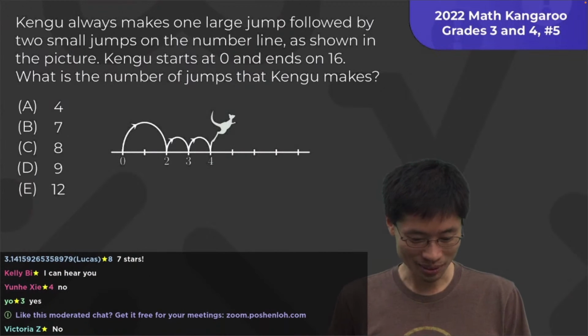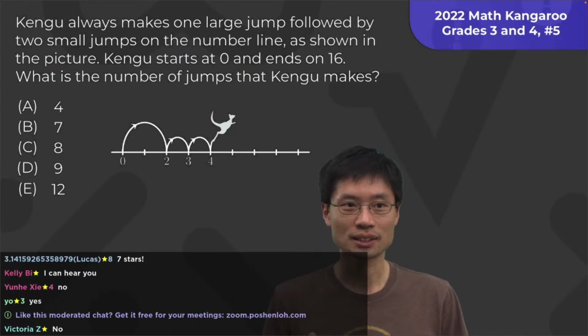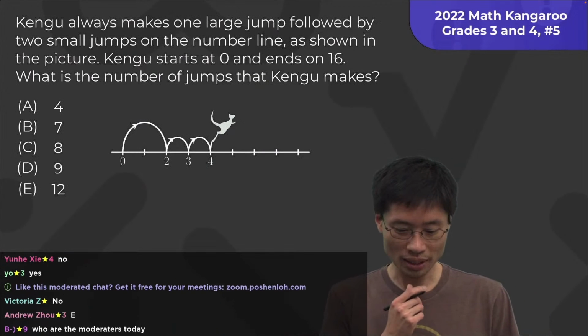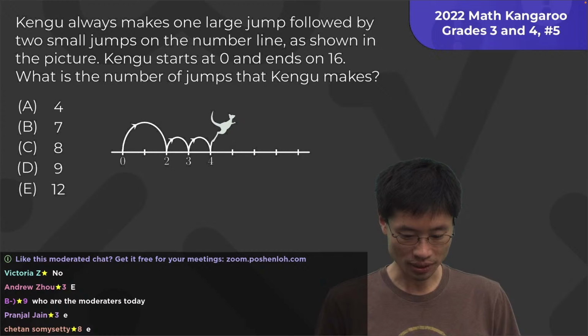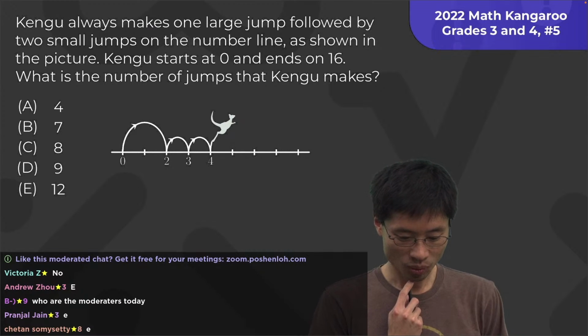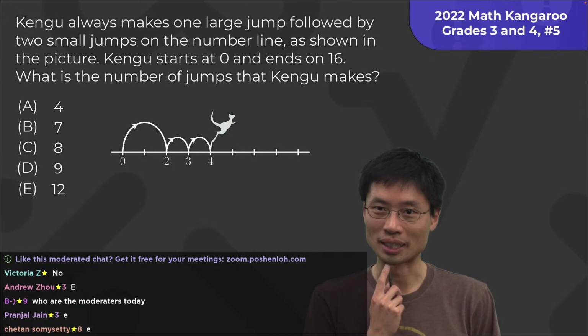It's a cute kangaroo. Kangaroo always makes one large jump followed by 2 small jumps on the number line, as shown in the picture. Kangaroo starts at 0 and ends on 16. What is the number of jumps that Kangaroo makes?